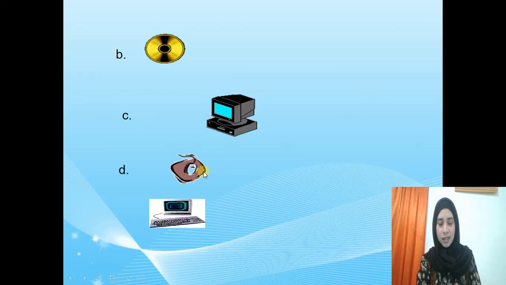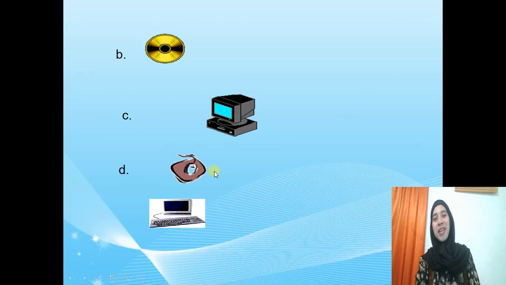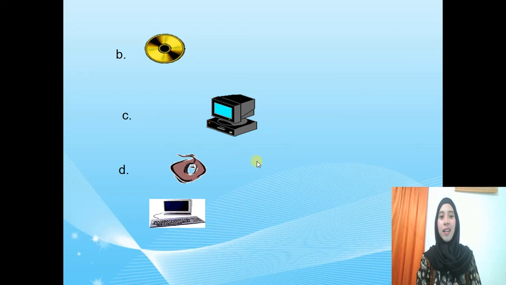And then D. What element is this? Yes, it is a mouse. Did you still remember the keyword, the function of the mouse element? Yes, operating. Mouse is used for operating a system. You may explain the function of this object in your understanding.